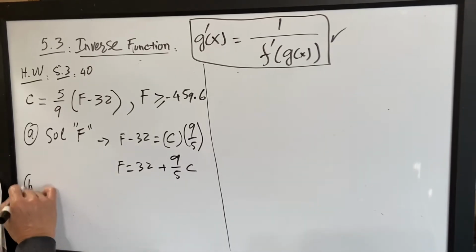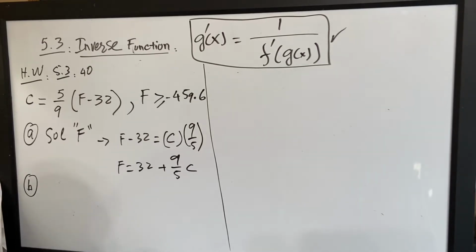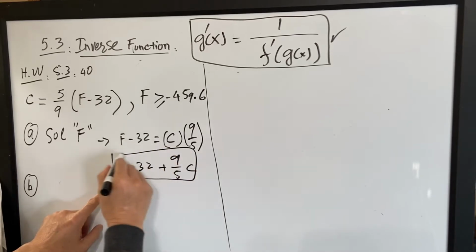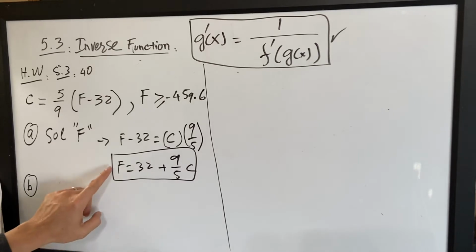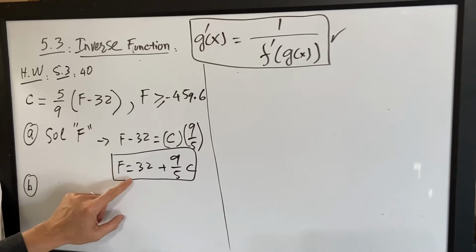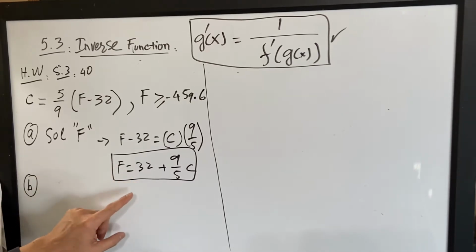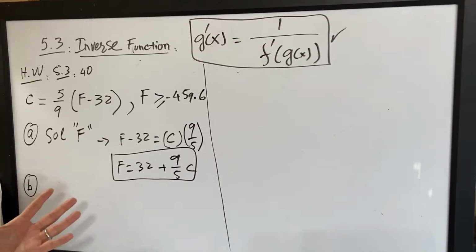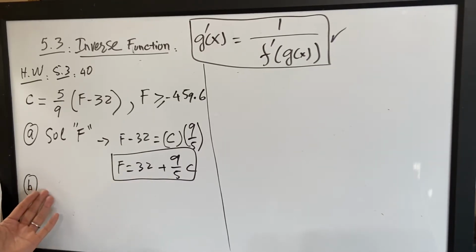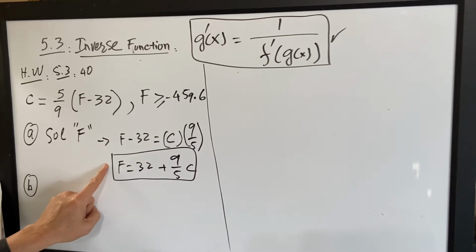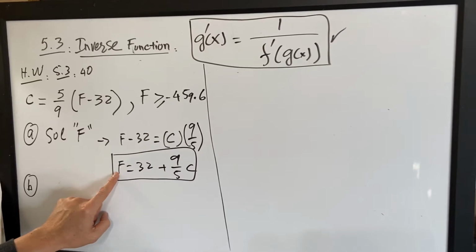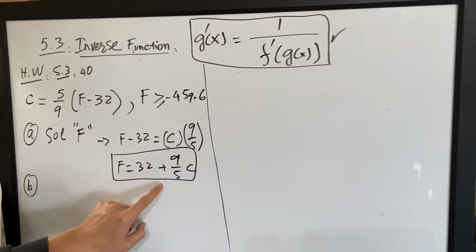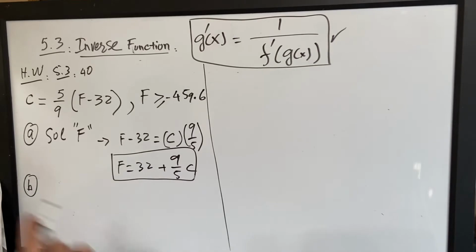B. Okay, I'm looking at B. What does the inverse function represent? Yeah, what does this represent? This is the inverse function of C. The inverse function gives the Fahrenheit degree corresponding to the Celsius temperature C. I repeat, the answer for B: the inverse function gives the Fahrenheit degree corresponding to the Celsius temperature C. And that's all. Let's do C.